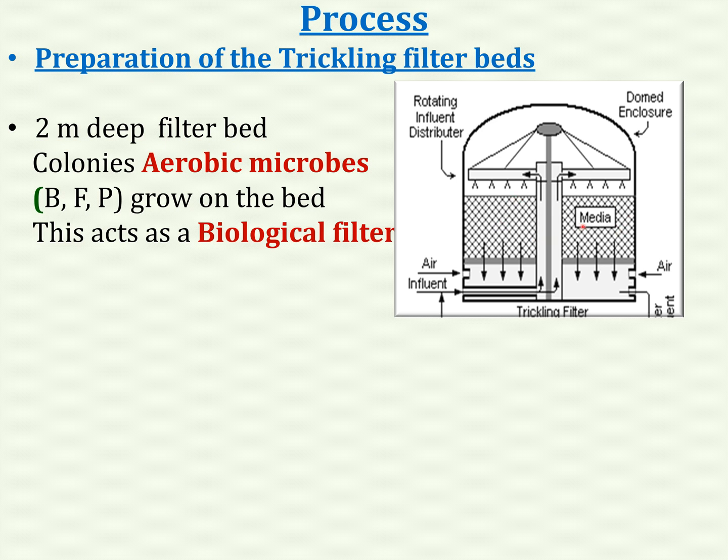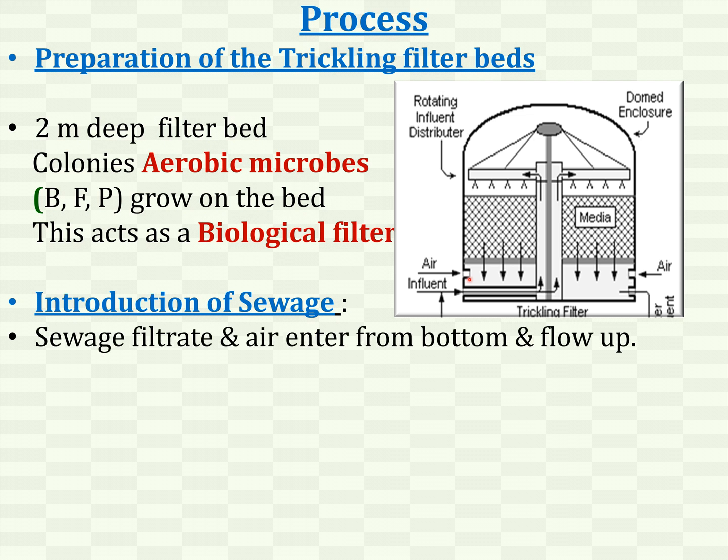Now we have to introduce the sewage water. Now how do you introduce the sewage water? It is introduced from the bottom. You can see it is introduced through one hole and air is introduced through the other one. So here sewage filtrate and air enter from the bottom and they flow up. Now listen to me how it is entering the trickling reactor.